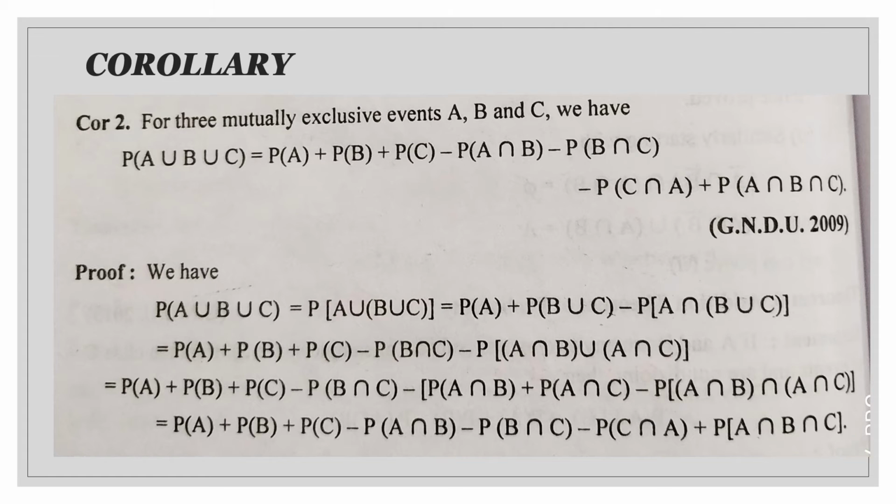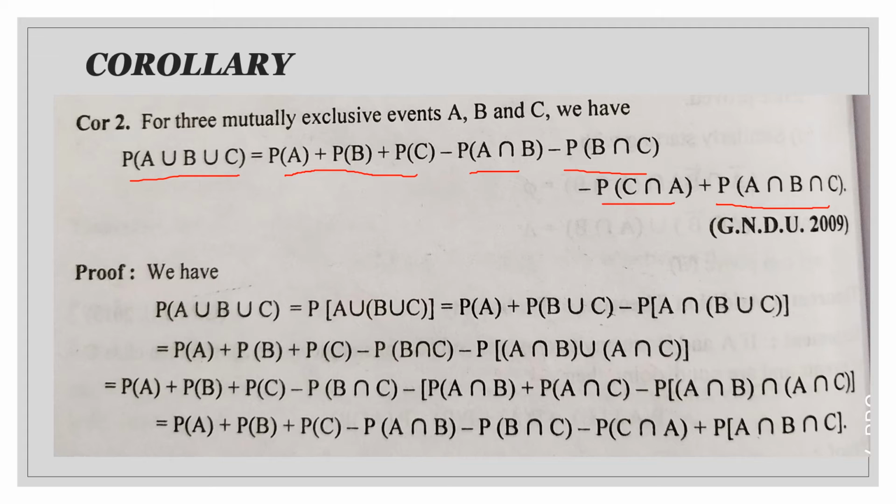Now, if we have three events, the probability of A union B union C, the formula will be P(A) plus P(B) plus P(C) minus P(A intersection B) minus P(B intersection C) minus P(C intersection A) plus the probability of A intersection B intersection C.